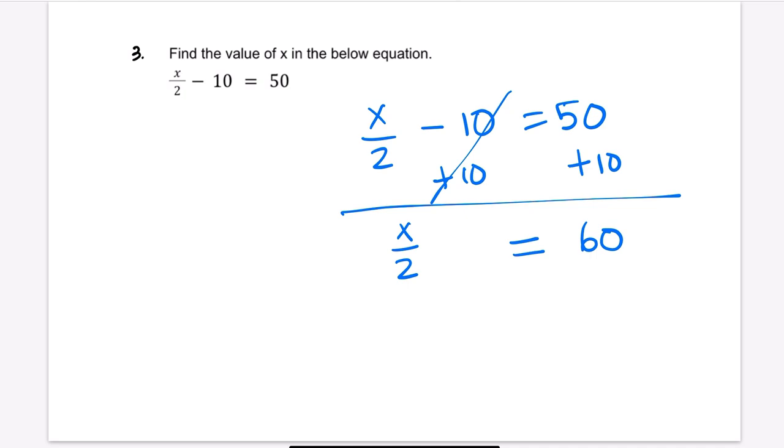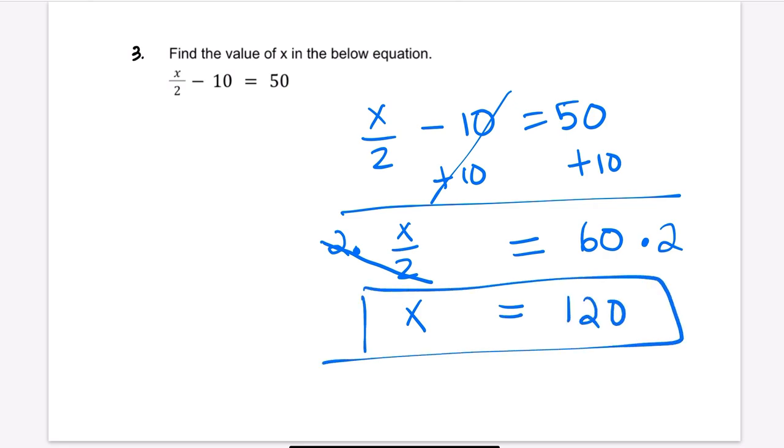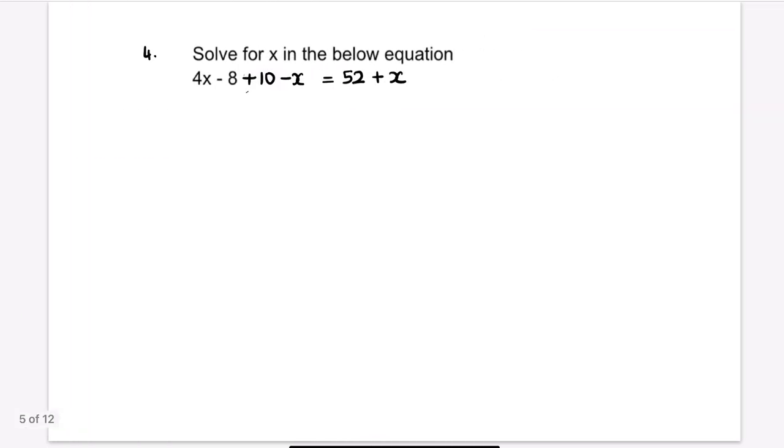All right, so now the question is asking us to find x. So let's multiply both sides by 2. So 2 times x over 2 gives 1 times x, which is x on the left side, is equal to 60 times 2, which is 120. So this is the answer for this problem. All right. Again, pause this video, try to solve this problem by yourself, and then you come back. Okay, let's do this problem.